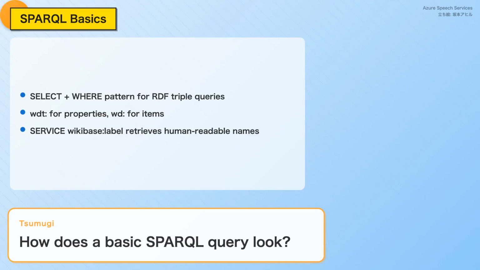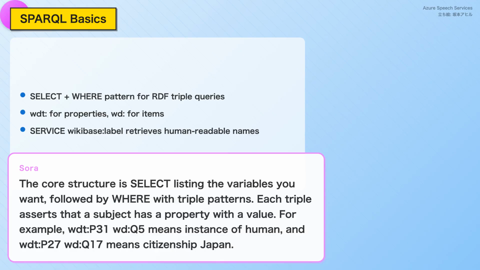How does a basic SPARQL query look? The core structure is select listing the variables you want, followed by where with triple patterns. Each triple asserts that a subject has a property with a value. For example, wdt:P31 wd:Q5 means instance of human, and wdt:P27 wd:Q17 means citizenship Japan.